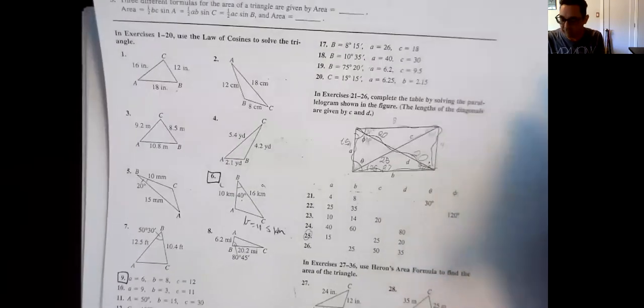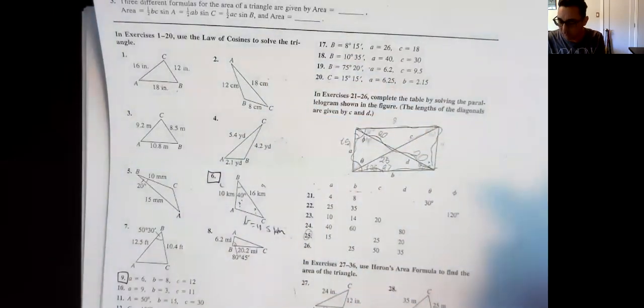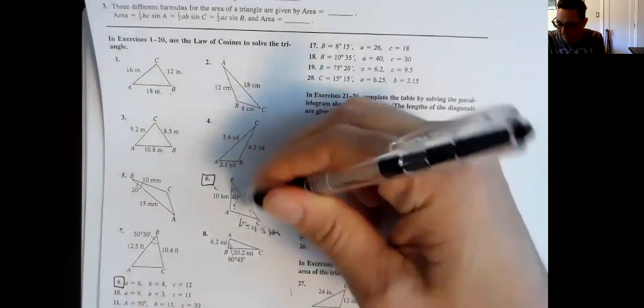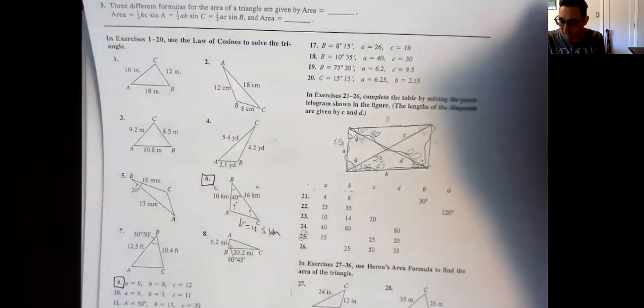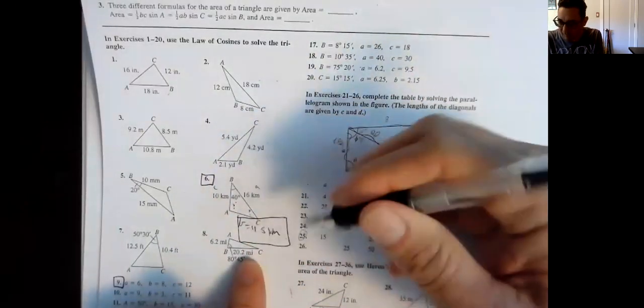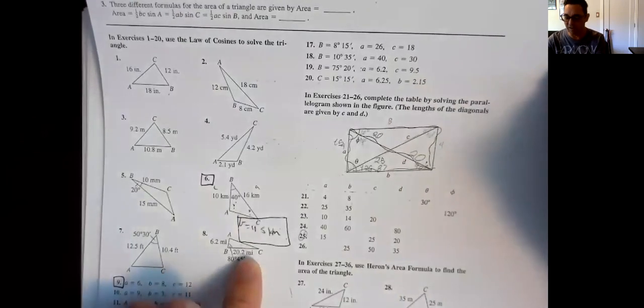Okay. Now we're still not done because I still don't know angle A or angle C. But here's some good news. I now have a partner. I used the law of cosines to get this, but now to get the others, I can actually mix it up and use the law of sines.